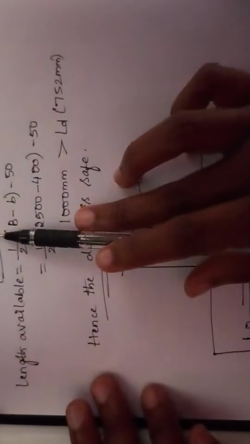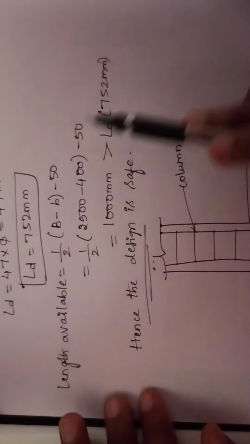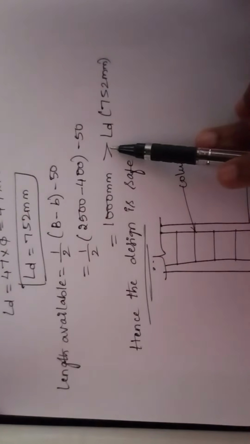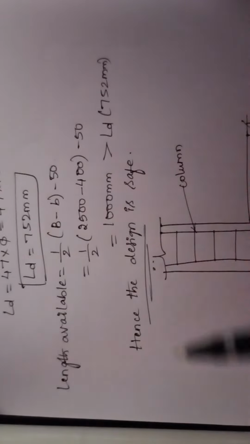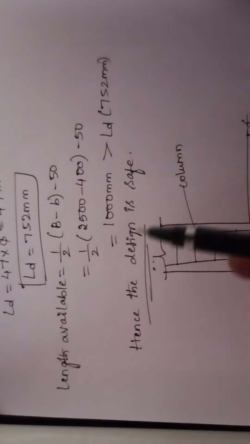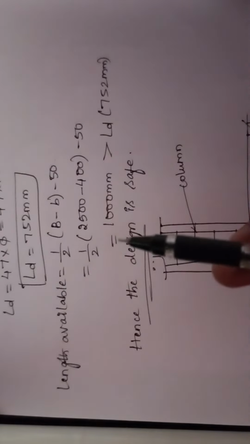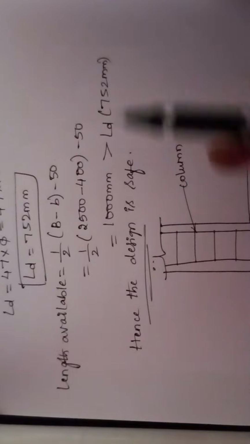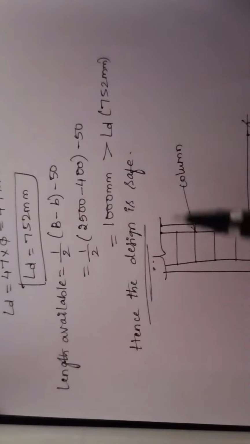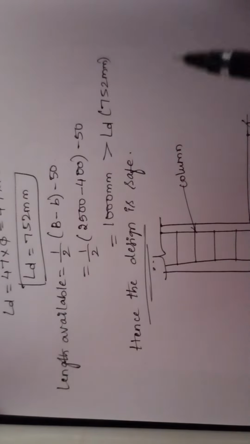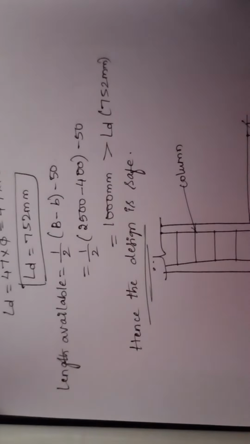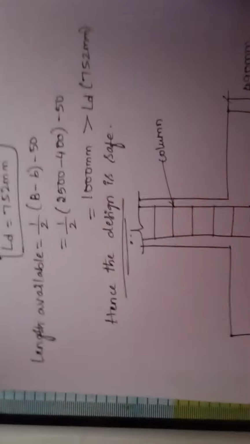Which is greater than the development length. If the available length is greater than the development length, that means enough space is available, and we can still extend our development length here. So whatever design we had done, both the length as well as the width of the footing is safe. Hence we can finally say the design is safe. So that completes the check for the development length.